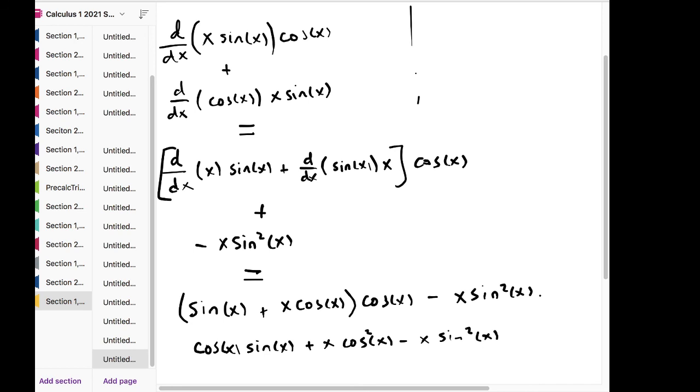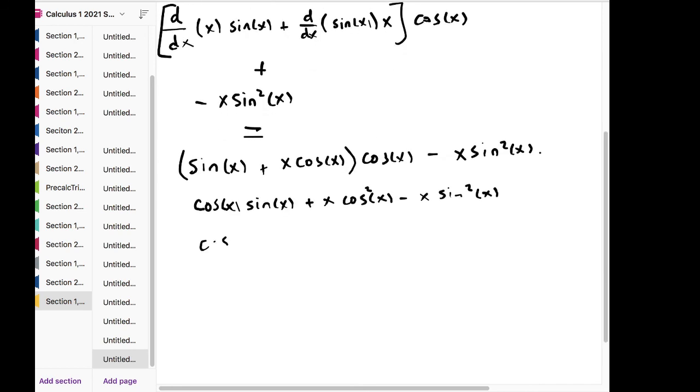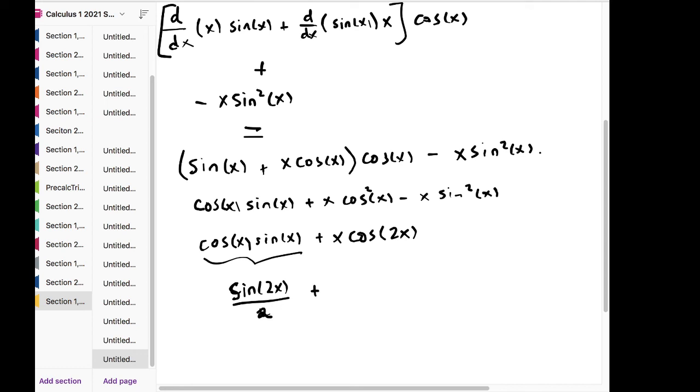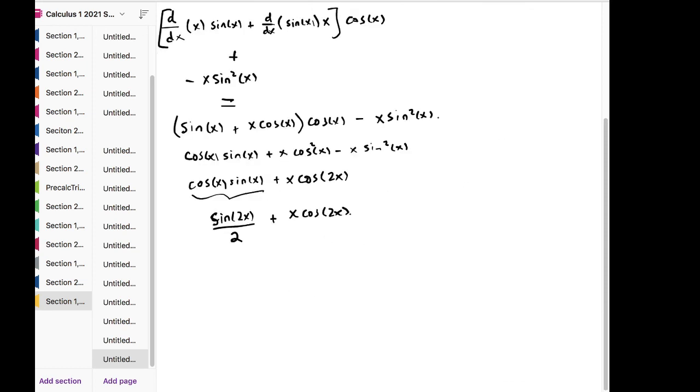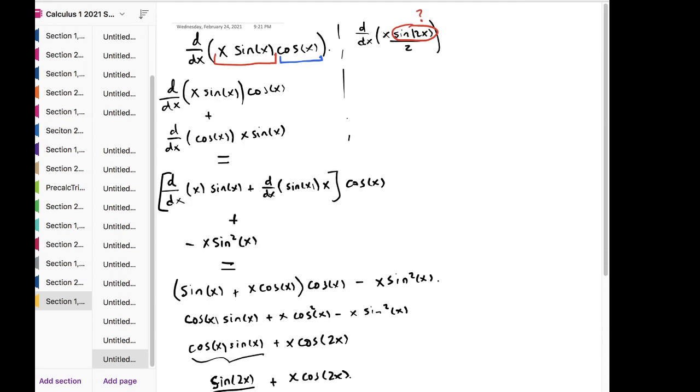So then what you can do here, if you factor out an x, then you get cosine of 2x. And sure, what you could do here, I like that trick, you can multiply and divide by 2 and make sine of 2x over 2 plus x cosine of 2x. Okay, so that was an example of a triple product, but how you tackle that is just treat it as two products.